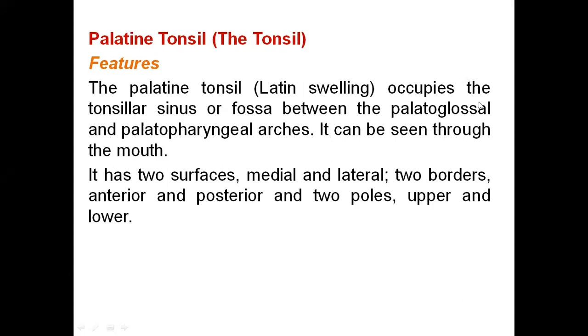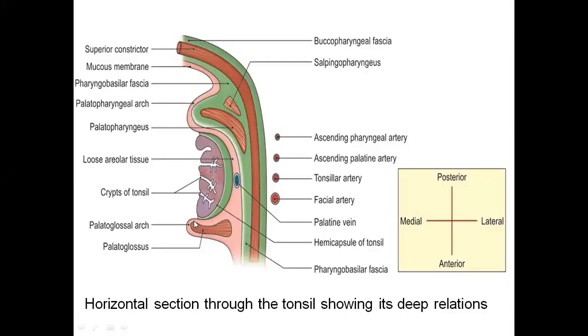Palatine tonsil occupies the tonsillar sinus or tonsillar fossa between palatoglossal arch and palatopharyngeal arches. It can be seen through mouth inside the oropharynx. It has two surfaces, that is medial surface, lateral surface. It has two borders, anterior and posterior border. It has two poles, upper pole and the lower pole. So this would be upper pole, this would be lower pole. Front will be anterior border, behind will be the posterior border.